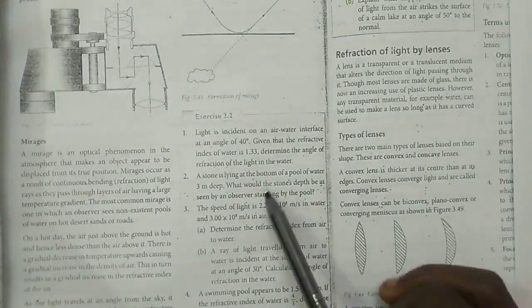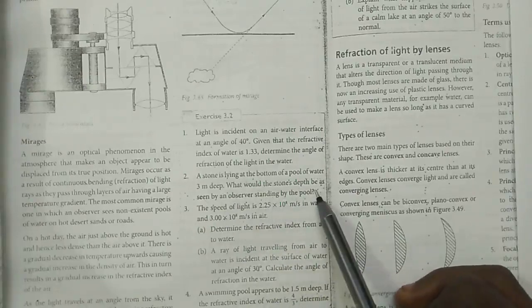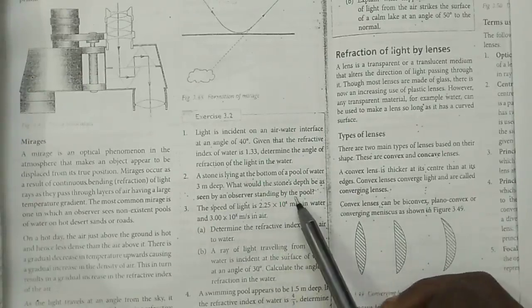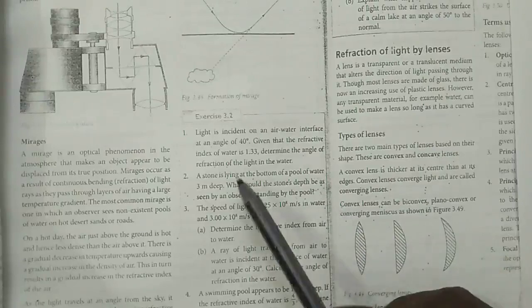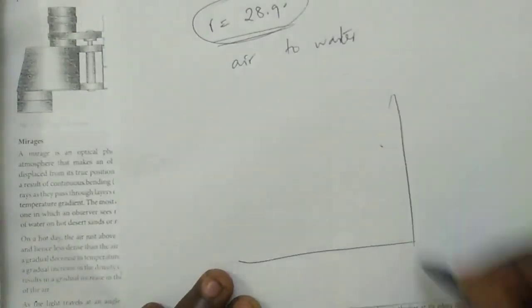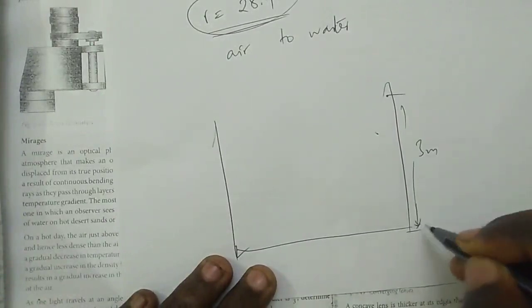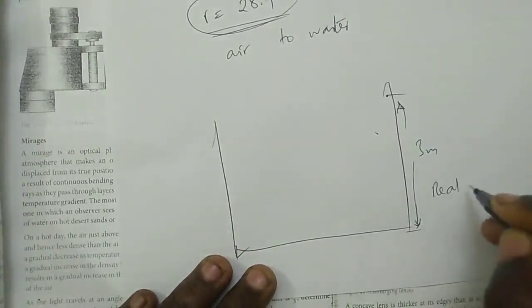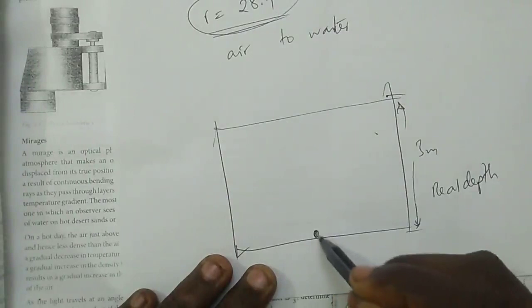Namba 2, a stone is lying at the bottom of a pool of water 3 meters deep. What would be the stone's depth B as seen by an observer standing by the pool? Refractive index ya water tayari naijua ni 1.33. Kwa hiyo manake kama hiki ni kisima cha maji, hapa anasema a stone is lying at the bottom of pool of water 3 meters deep. That means the depth of water is 3 meters. This is the real depth. Lakini from there water kama imejaa mpaka pale, a stone is here.